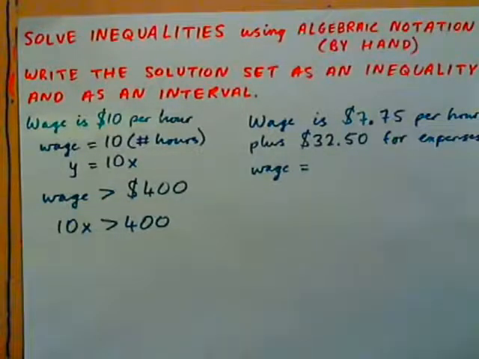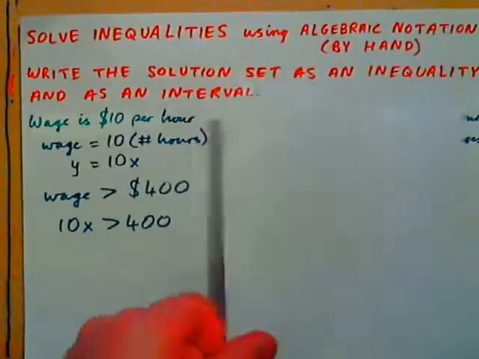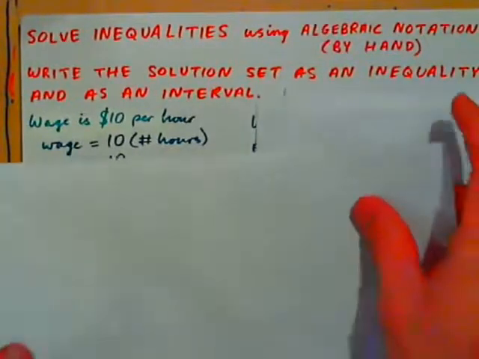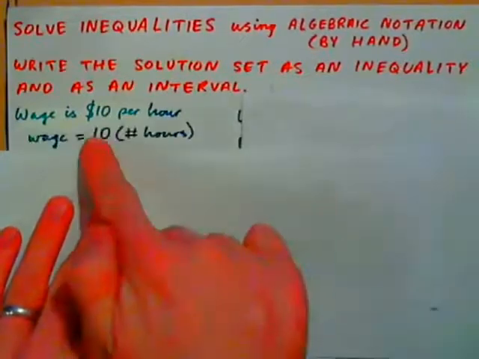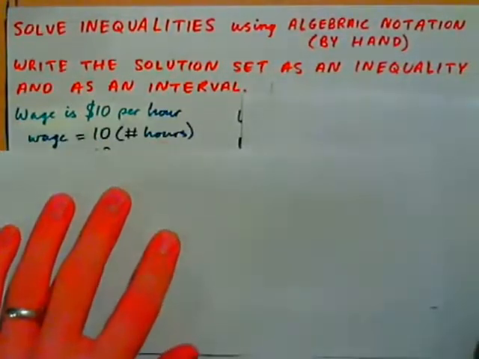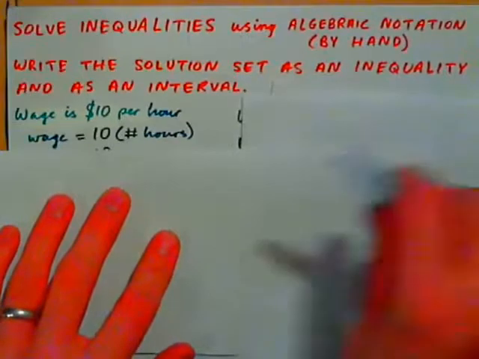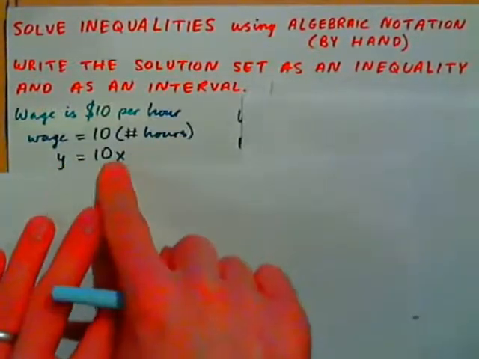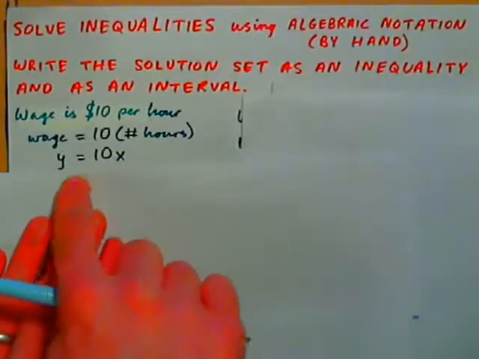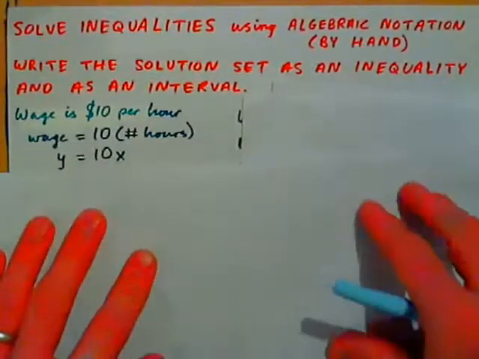So let's begin. If your wage is $10 per hour, that means your wage is 10 times the number of hours you work, isn't it? So if you work 40 hours, you get $400. So you could say y equals 10x. That would be an equation describing your wage, where y is wage and x is number of hours.